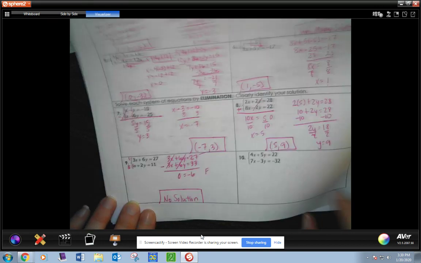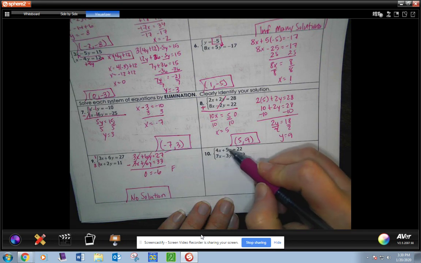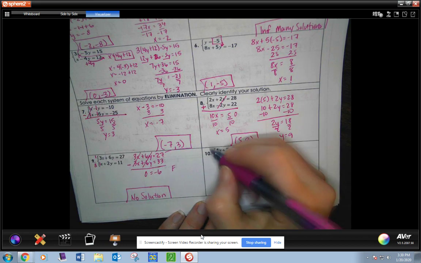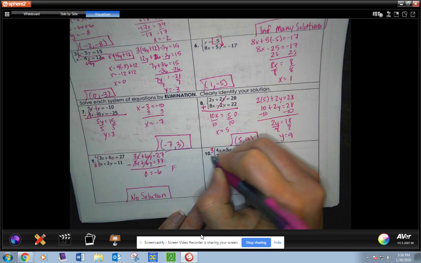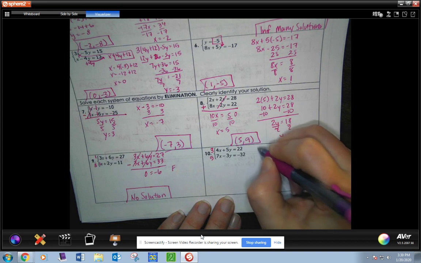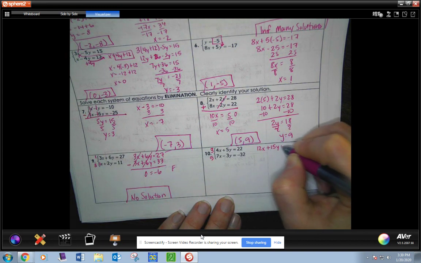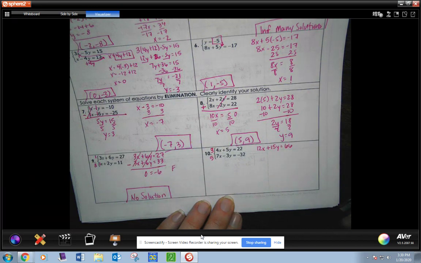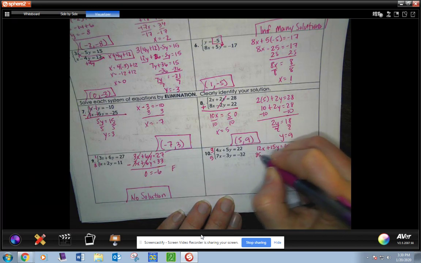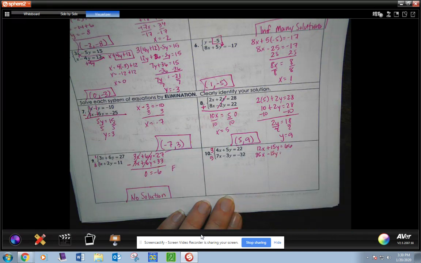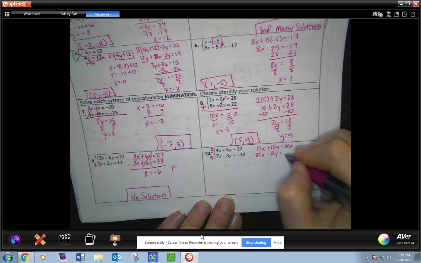Okay, the last one, x is above x, y above y equals in my answers. I can either switch 4 and 7 or 3 and 5. 3 and 5 will be a little bit smaller, so I'm going to make this one be 3 and this one be 5. 3 times 4x is 12x, 3 times 5y is 15y, and 3 times 22 is 66. Okay, 5 times 7 is 35x, 5 times negative 3 is negative 15y, and 5 times negative 32 is negative 160.